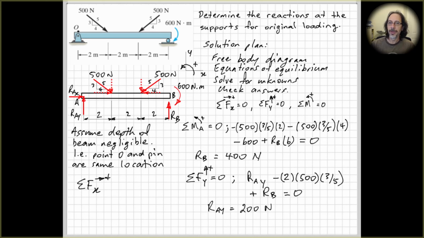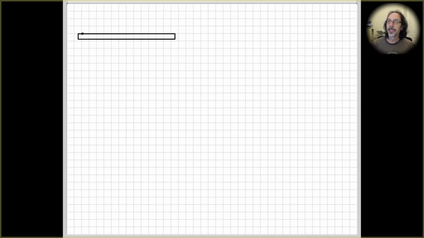And just to round it off, sum of the forces in the x direction equals 0. RAX will be equal to 4/5 500, so this one minus 4/5 times 500 this one, so RAX will be equal to 0. Okay, so that's solving for the unknown reactions with the original loading. Let's now do the problem again, right? Solve for our unknown reactions by using the first equivalent loading that we came up with.